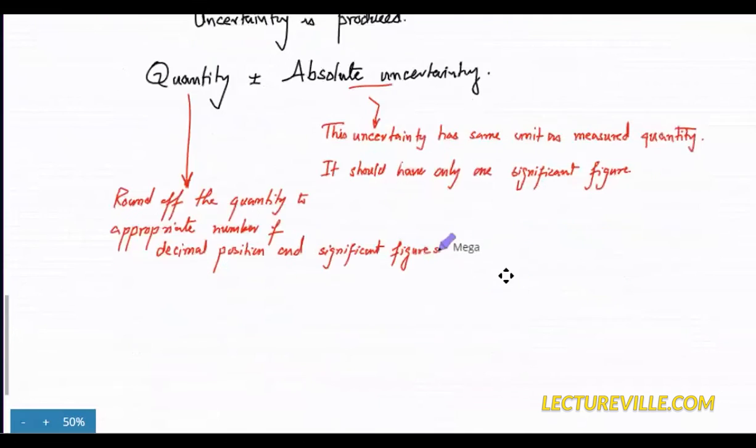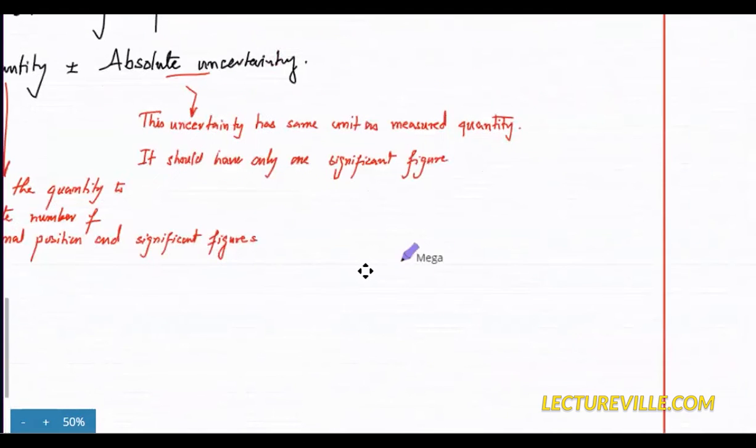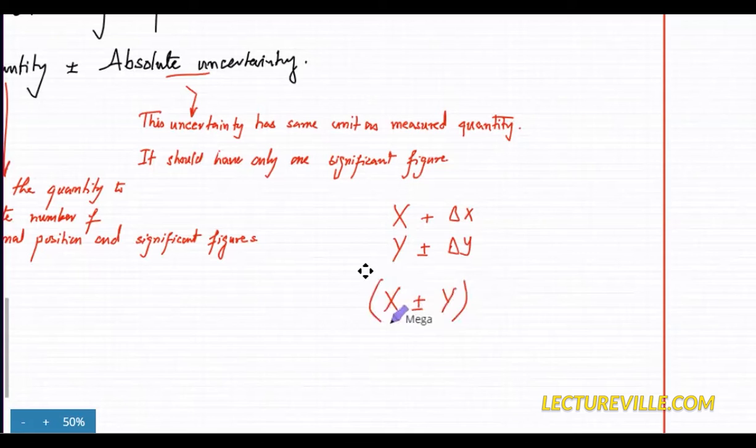After this, remember, for addition and subtraction, if x has an uncertainty of delta x and y has an uncertainty of delta y, then x plus minus y, if you add or subtract, in both cases the error will be delta x plus delta y. Okay.